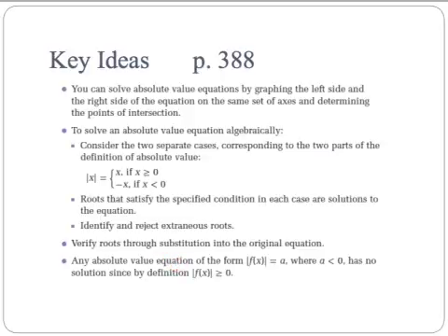Okay, any absolute value equation in the form the absolute value of f of x equals a, where a is less than 0, so a is negative. We saw the example of the absolute value of f of x equaling negative 7 or something like that. There was no solution to that because an absolute value has to be greater than or equal to 0. So just some key ideas to remember.